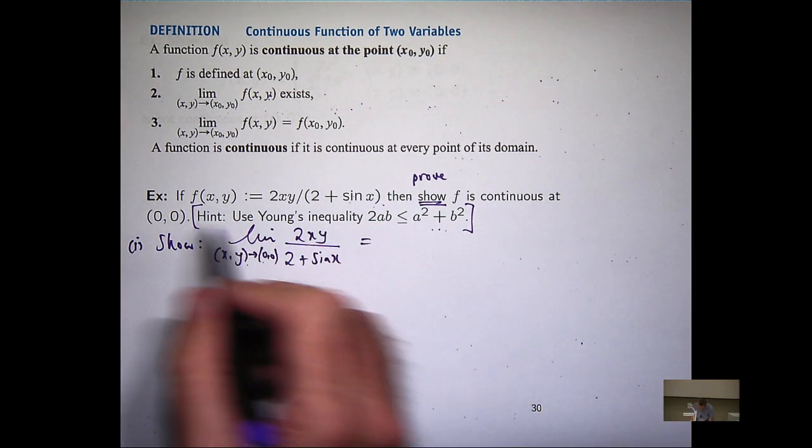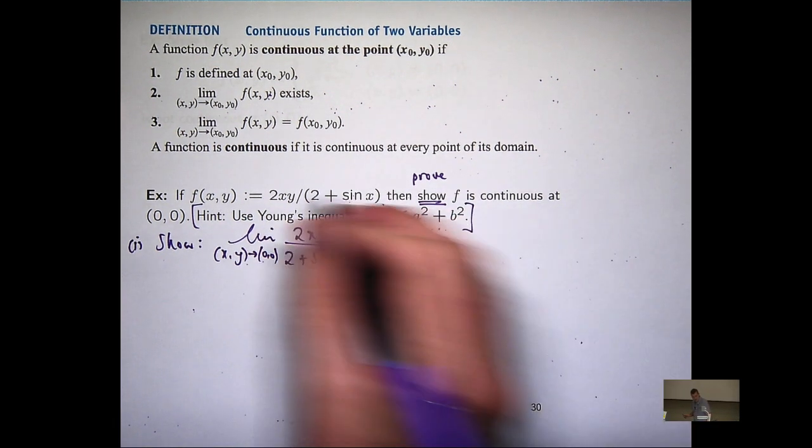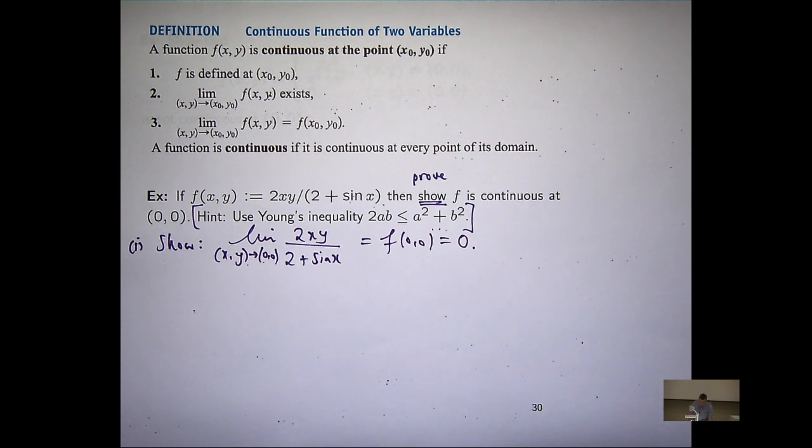So what's the value of the function at 0? It's just 0. Okay, so we don't need to really prove anything, so let's just compute it. The limit of 2xy as we approach 0 is 0. The limit of the bottom, 2 plus sine x, is going to be 0.